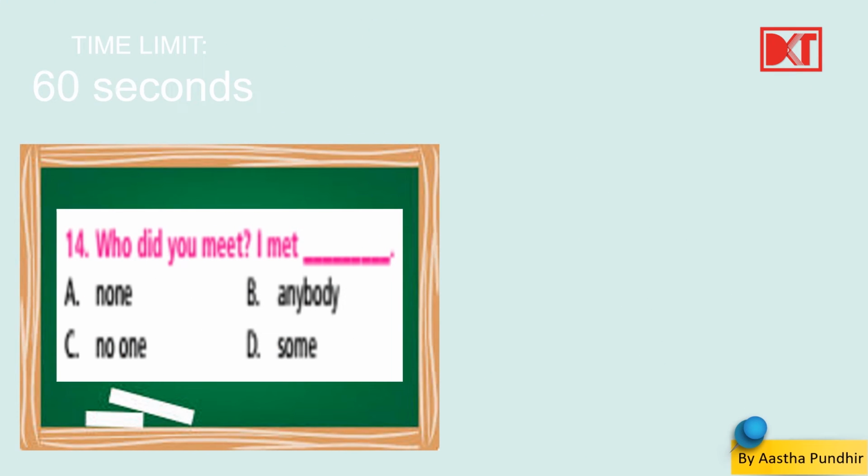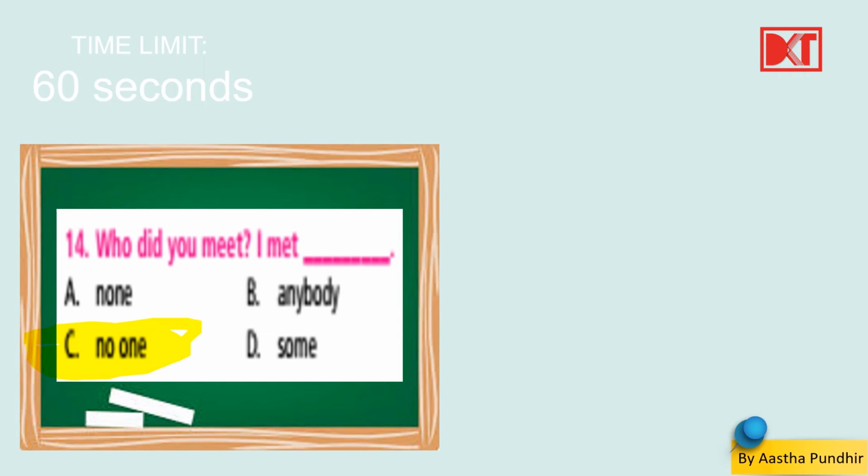Okay, here we have: who did you meet? I met none, I met anybody, I met no one, or I met some. Alright, this one's pretty easy. The correct answer is, I met no one. Again, this is a quantifier.